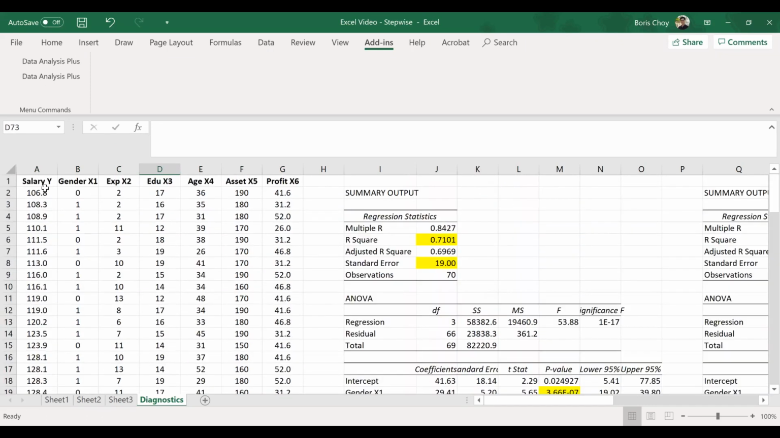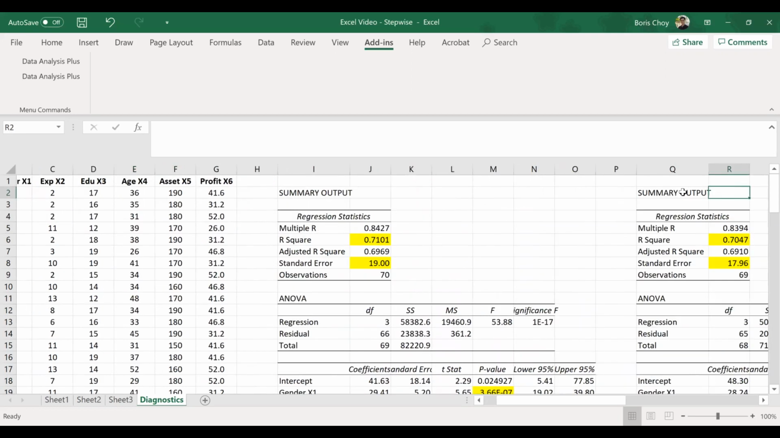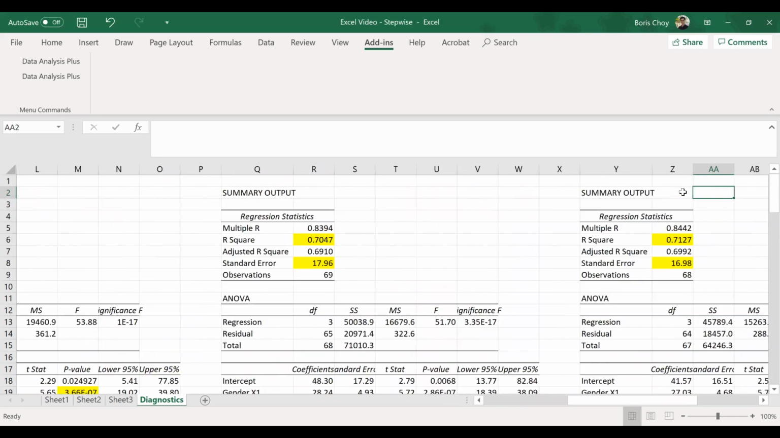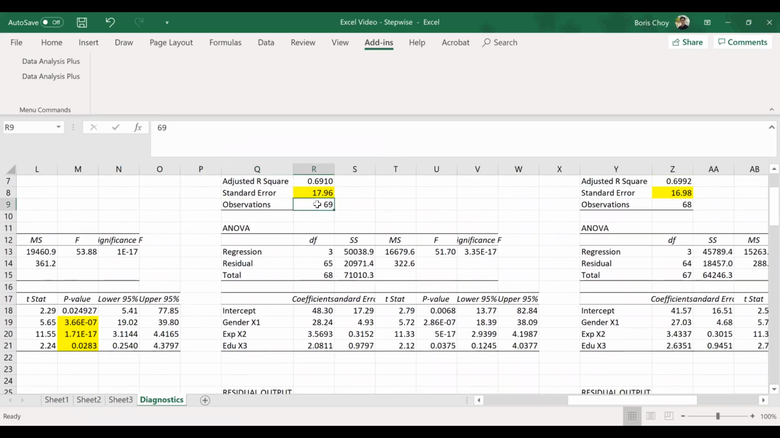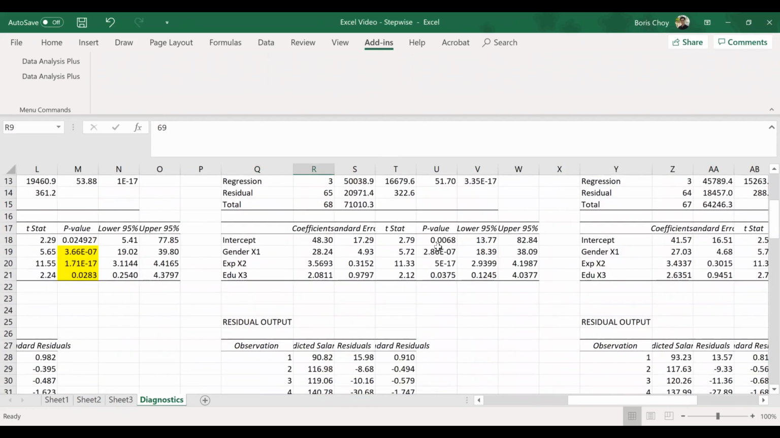We do the regression analysis, just the standard procedure: data, regression analysis, and then we get another computer output starting from column Q. Now we have 69 observations. The model is significant. The p-values are all significant.